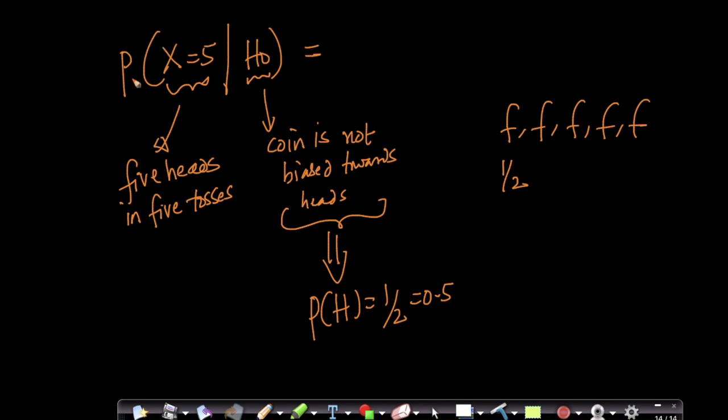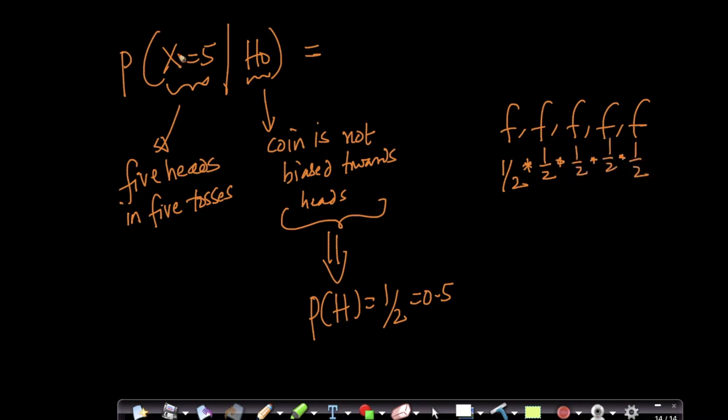So you're trying to see what is the probability of getting 5 heads in 5 tosses if the probability of getting a head is half, right? So what is the probability of getting a head in the first flip? Half. Second flip or second toss is half. Third one half.